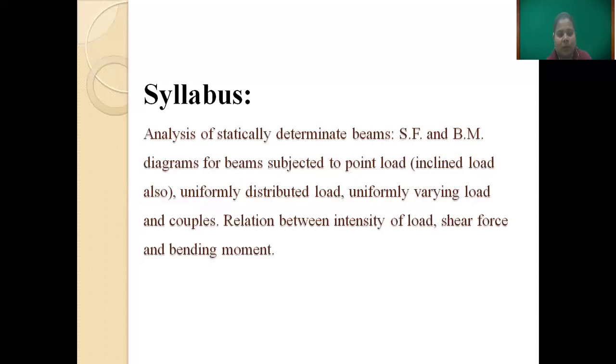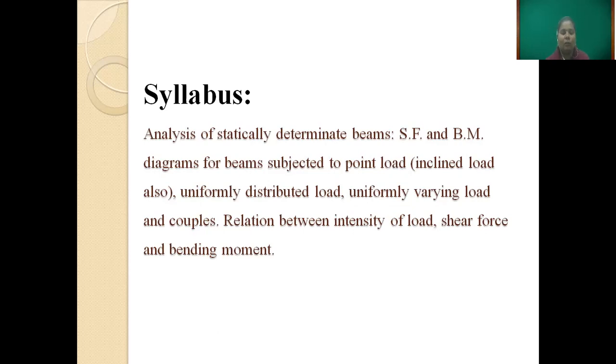And the last point is the relation between intensity of load, shear force and bending moment. Okay, so this is the syllabus. Unit number 5 is shear force and bending moment.